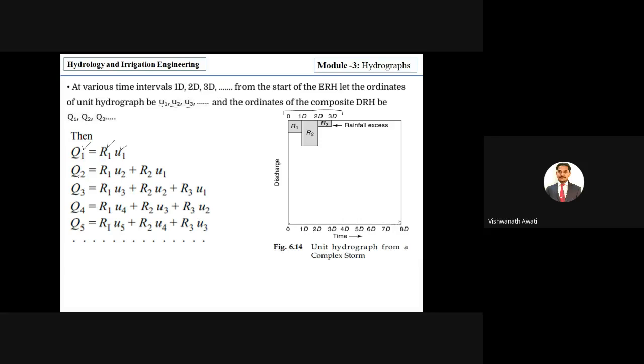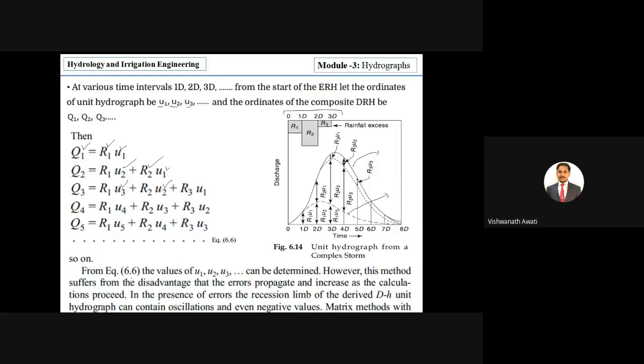Here for q1, it is equal to r1 into u1. To calculate the second ordinate of direct runoff, q2 is equal to r1 into u2, plus r2 into u1, where r2 is the next rainfall excess. Similarly, if you follow the same method, for the next discharge ordinate, q3 is r1 into u3, plus r2 into u2, plus r3 into u1. Like this you will get discharge values up to n. After getting the ordinates of the flood hydrograph, we can again calculate the ordinates of the unit hydrograph, right? From equation 6.6, the values of u1, u2, u3 can be determined.